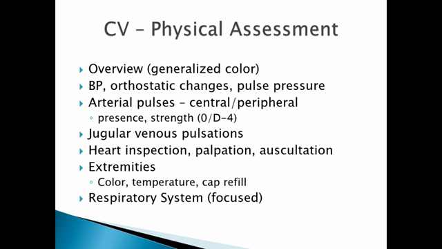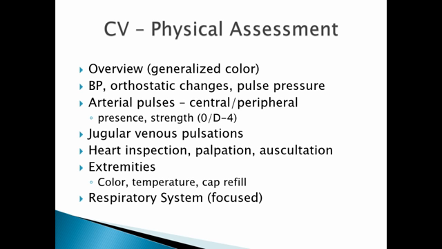From a physical assessment standpoint, you want to get that general overview of the patient. What is their generalized color? What is their blood pressure? You may assess blood pressure in both arms, the right blood pressure, the left blood pressure. Are they experiencing orthostatic changes? What is their pulse pressure? Assessing arterial pulses, both central and peripheral. When we talk about arterial pulses, central, we usually think about carotid, femoral, and apical.